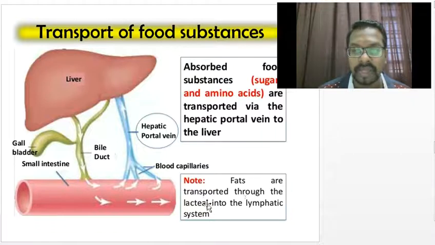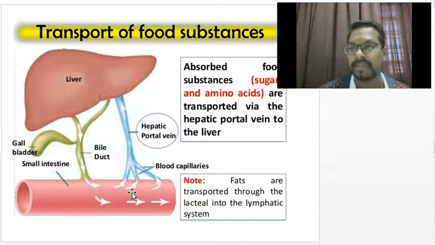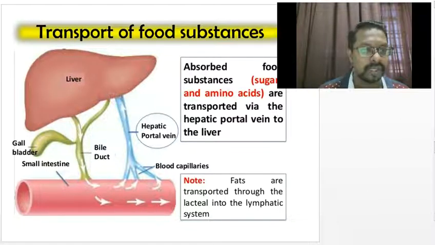Fats are transported through the lacteal into the lymphatic system. Lymphatic system, I hope you all remember it. What is the relationship between the lymphatic system and the respiratory system? Study this in unit 11, previous chapter. I hope you all can still recall it. Otherwise, please get it done.